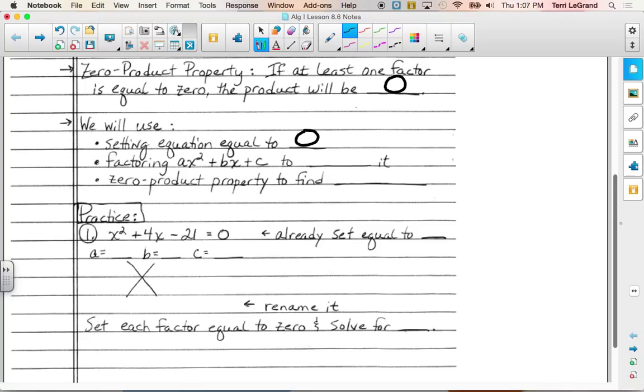So we've got to set the equation equal to 0 first. If there's a y there, we'll replace the y with 0. If there's not a y there, and it's already set equal to 0, we're good to go. If we don't have a y and it's not set equal to 0, we'll rearrange it till it is. Then we're going to factor the polynomial part of it, the ax squared plus bx plus c, to rename it, just like we did in our factoring practice. And then we will use that zero product property to find our solution or solutions.